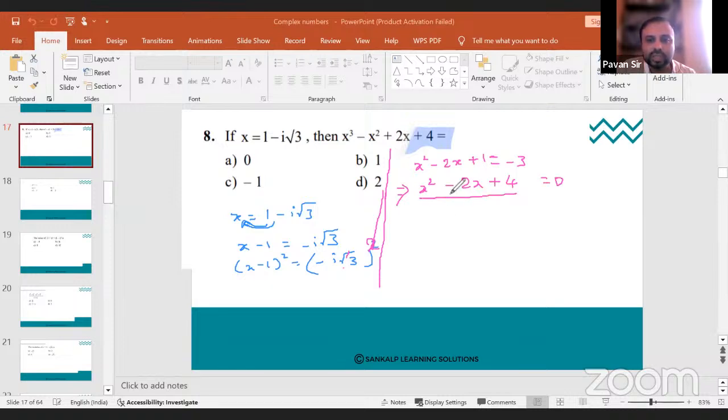X square minus 2x plus 4. Here also x square plus 2x plus 4. So you can use it. What will it become? It is equated to 0. So this equation is leading to 0. So what is left with? It is left with x square minus 2x plus 4 into x plus 1. So this equation tends to 0, 0 into x plus 1, which is equal to 0.